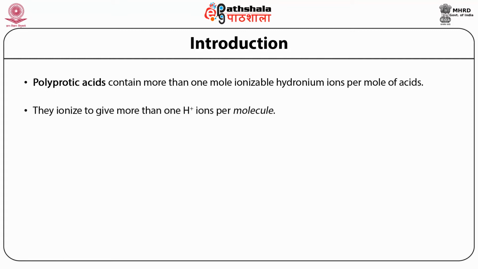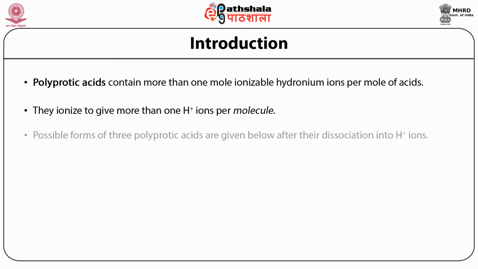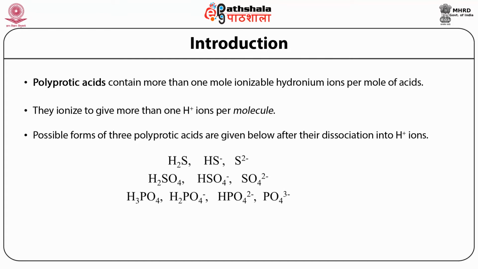They ionize to give more than one H plus ion per molecule. Possible forms of three polyprotic acids are given below after their dissociation into H plus ions. H2S, after giving one H plus ion, forms the HS minus anion. It further gives one H plus and forms the S2 minus anion.